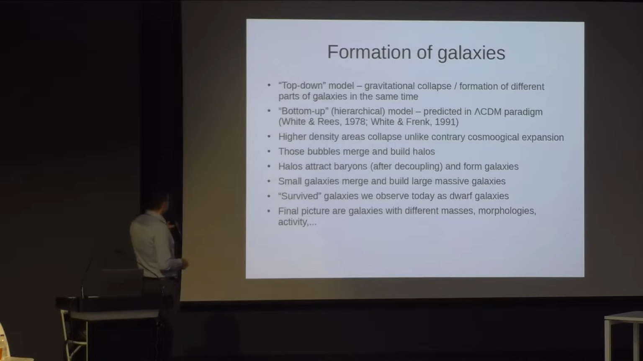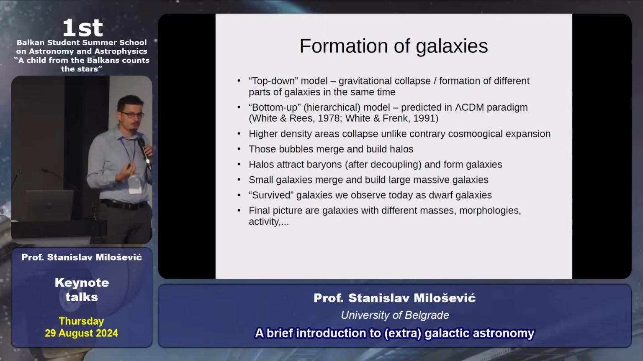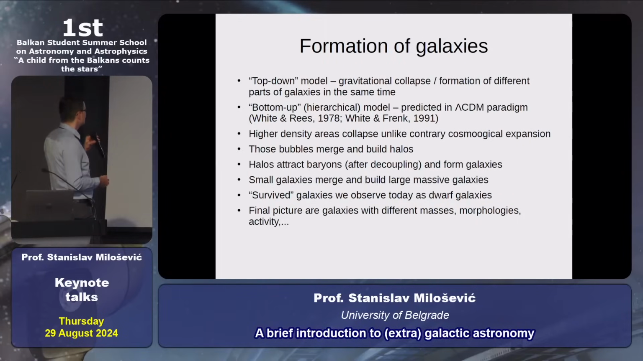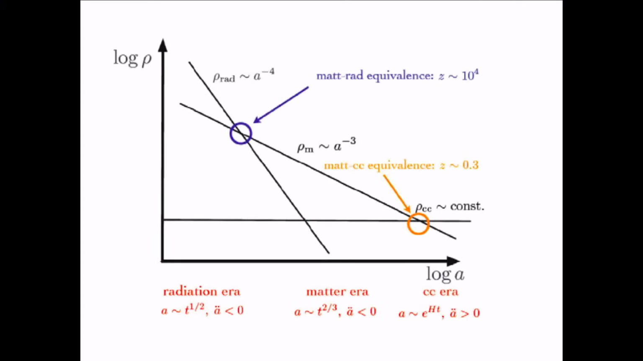So just two slides to finish. First of all, we have a top-down model of gravitational collapse, which means that each part of the galaxy is formed at the same time, and we know from observations that this is not true. So now we have the bottom-up, or hierarchical, model. First the small galaxies form, and then they merge to construct the large massive galaxies. We have the formation of bubbles of dark matter halo, which attract baryons and form galaxies. The surviving ones are dwarf galaxies. And all of this structure formation is between these two points.